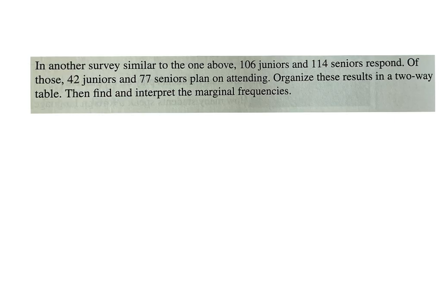All right, let's take an example here. In another survey similar to the one above, oops, it's not there. Give me 1 second. It's the same one we just looked at. So 106 juniors and 114 seniors respond. Of those, 42 juniors and 77 seniors plan on attending. Organize these results in a two-way table, then find and interpret the marginal frequencies.